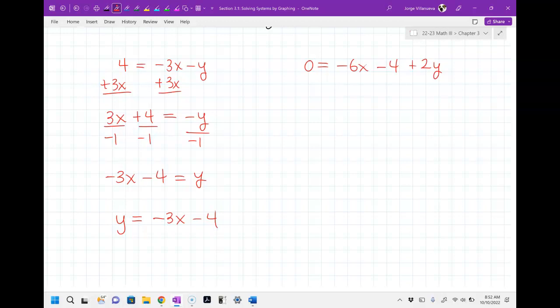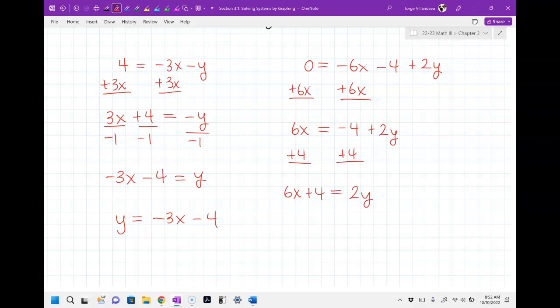All right, let's do the same to the other side. I noticed there's a 0 on the left, and everything else is on the right. So I'm going to have to move everything over. Let's add 6x. I like starting with the variables first. So I get 6x equals negative 4 plus 2y. And then we'll add 4 to both sides. So I get 6x plus 4 equals 2y.